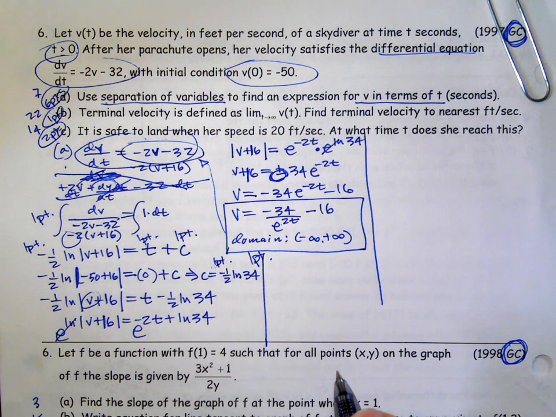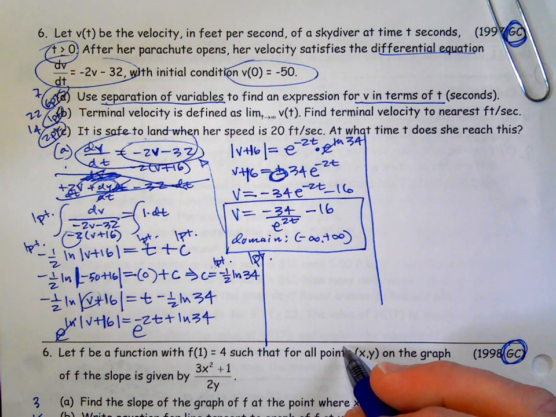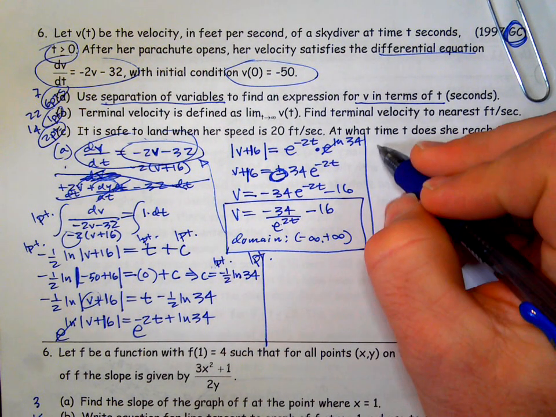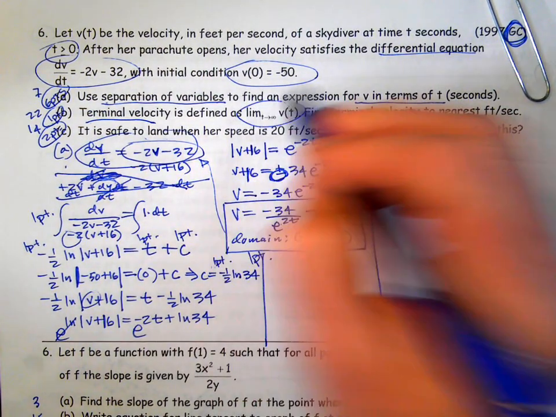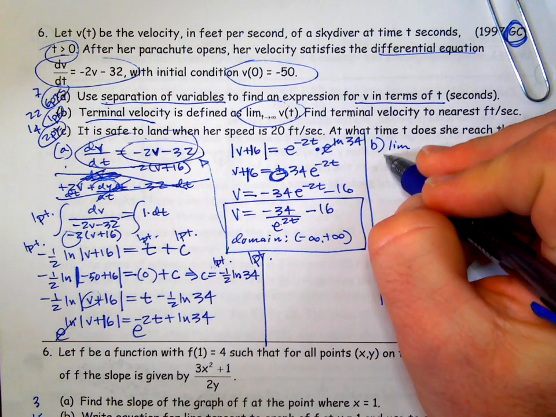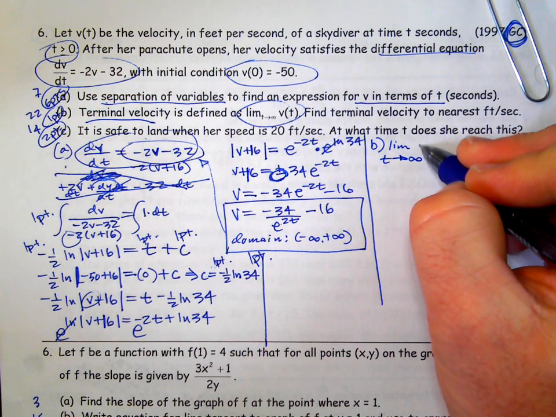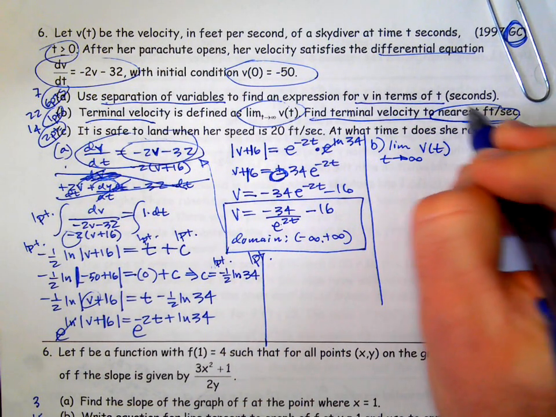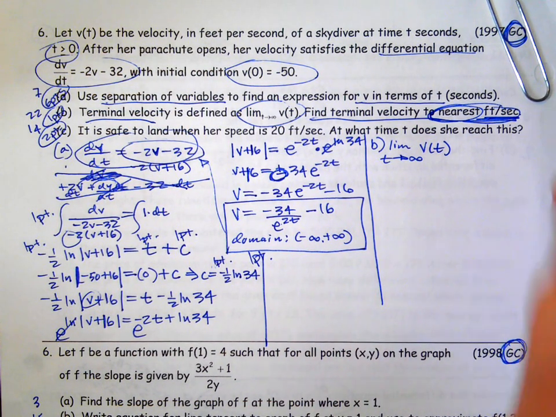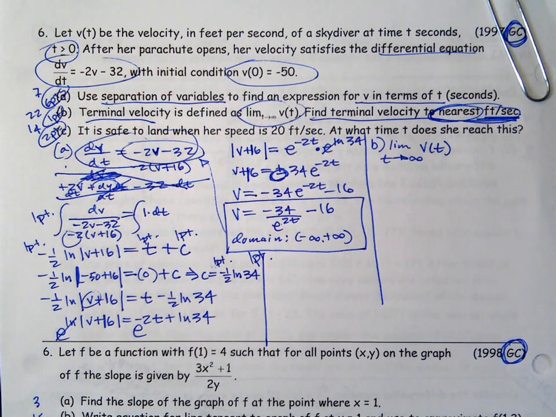Okay. B. A lot of people had a question on B. Let's see what B is about. B says terminal velocity is defined as the limit as t goes to infinity of velocity. Find the terminal velocity nearest foot per second. So we're not going to give 3 decimal accuracy on this. We're going to give a whole number.